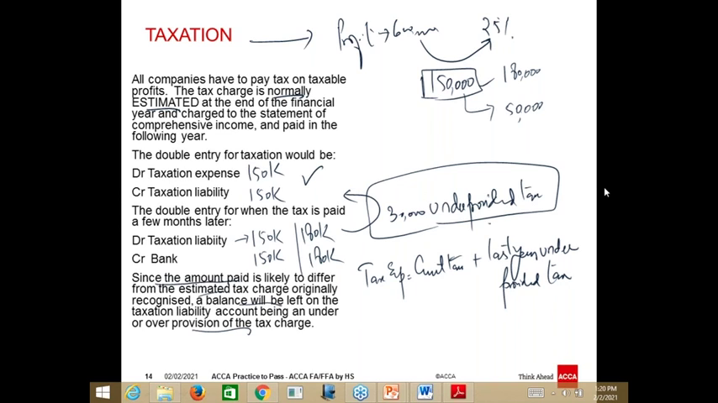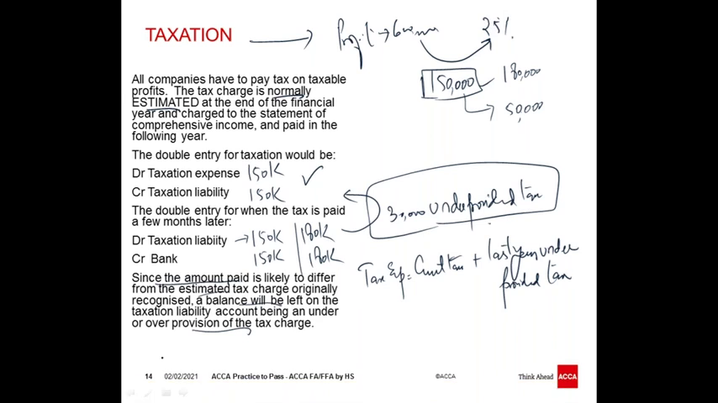The 6 lakhs is just for the example, yes. Is it clear? What do you want me, Vijay, to repeat? Underprovided tax means that in the previous year we have charged. Let me give you an example first before explaining this.